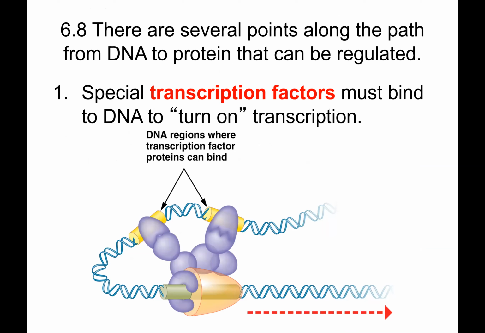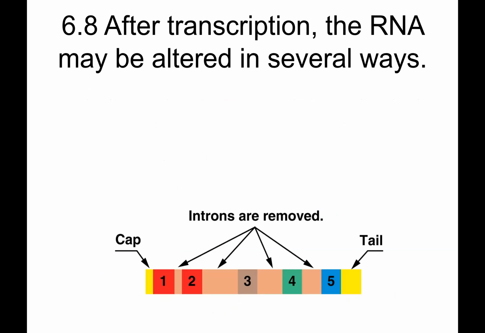So there are several points along the way from DNA, from transcription to translation to protein production. It can all be regulated at the different stages. You can have special transcription factors that bind to DNA that turn on the transcription process. In the second video, he was talking about spliceosomes being involved in turning on the transcription process. So this is an example of what it's talking about.